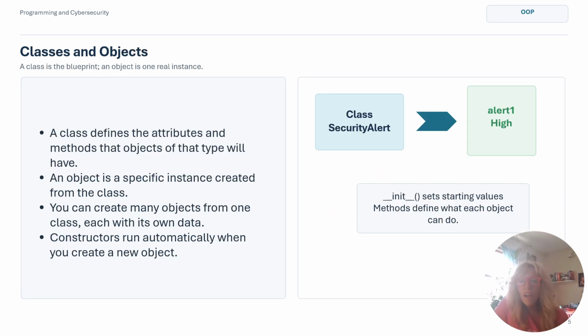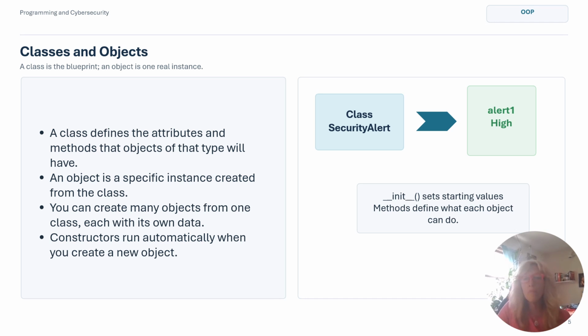So here we have a slide representing the difference between a class and an object. A class is like a blueprint or a template. It tells us what kind of data and behavior something will have. An object is an actual instance created from that class.